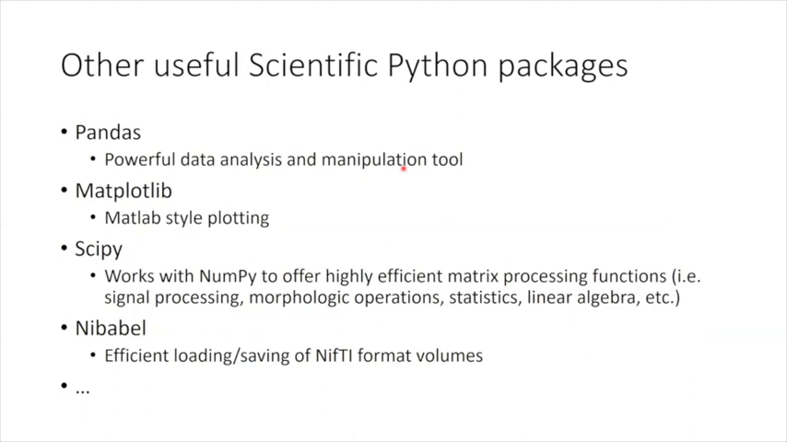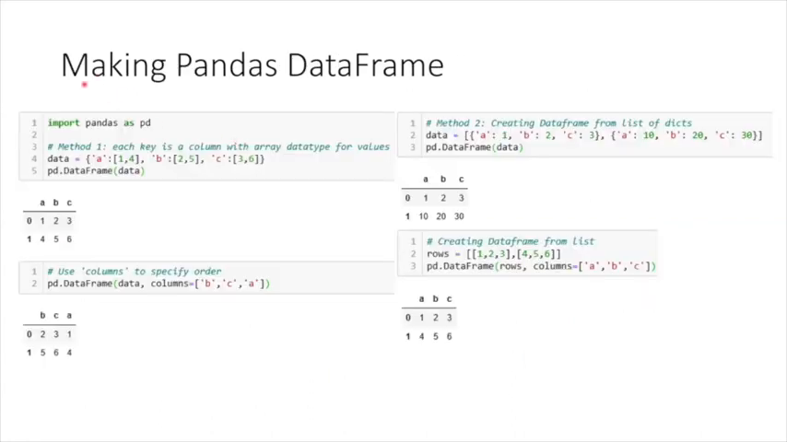Okay, so now that we have NumPy out of the way, there are many other useful scientific Python packages: Pandas, Matplotlib, SciPy, and NiBabel, and we'll cover a few of these. Pandas is a very powerful data analysis and manipulation tool. Matplotlib is for plotting. SciPy is for highly efficient matrix processing functions like signal processing, morphological operations, statistics, etc. And NiBabel is for loading of NIfTI format volumes, which is a very popular medical imaging format. So let's start with Pandas.